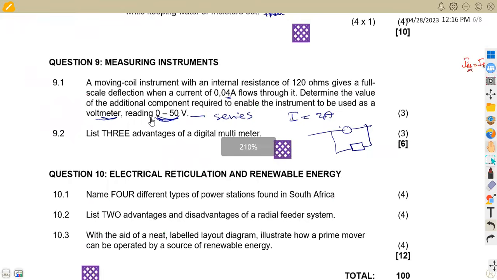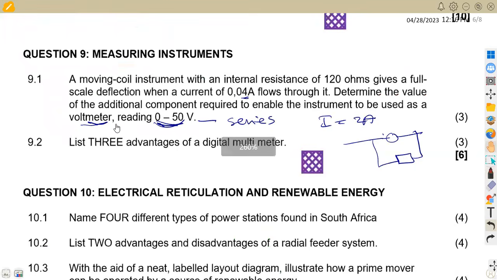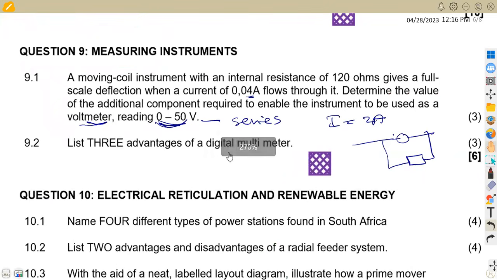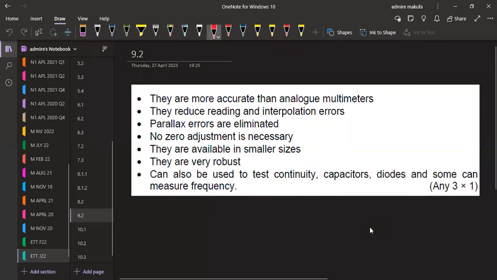All right, 9.2, you are now given to list 3 advantages of a digital multimeter. What are the advantages of a digital multimeter? We've got so many, but just pick 3 from these ones. They are more accurate than analog multimeters. They reduce reading and interpolation errors because the value you are given is direct, so it reduces those reading errors.